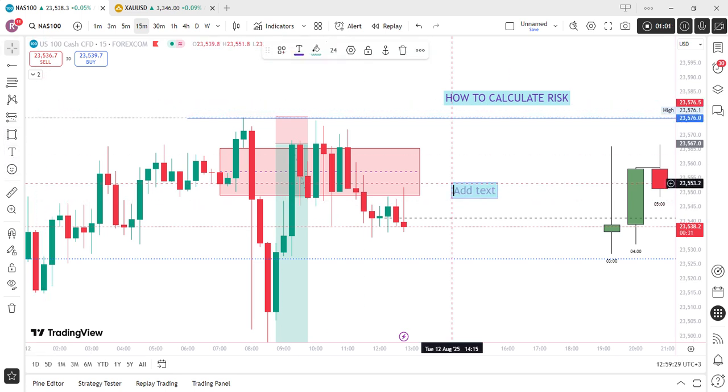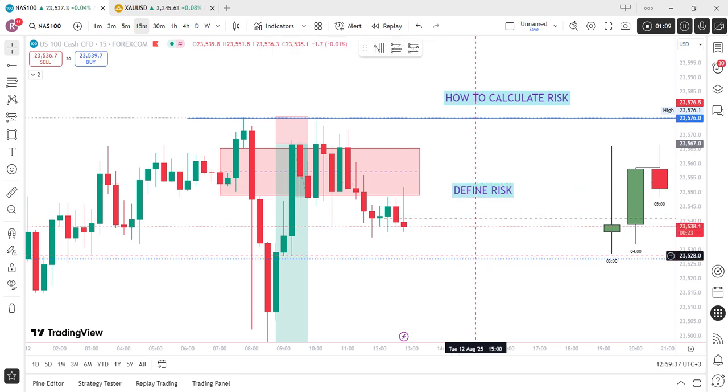You need to define risk per account. Sorry, I mean per trade, not per account. Risk per trade, and just as I've said, 1% or less, especially with prop firms, sits well.